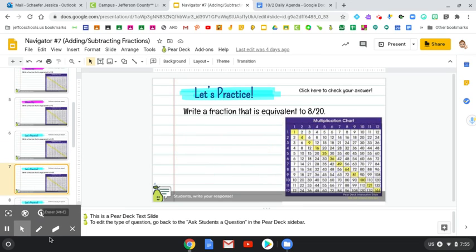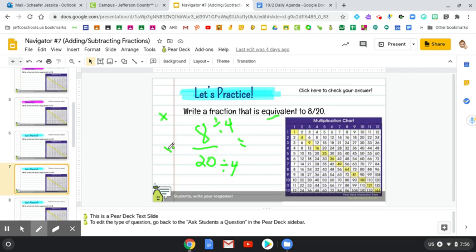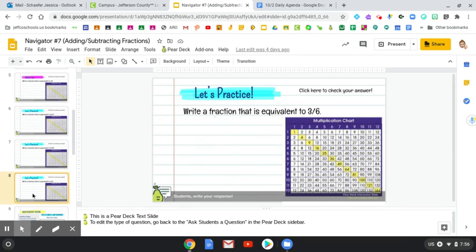All right, the next one is 8/20. 8 and 20 are both divisible by 4, so you could divide by 4 on top and bottom to get your new fraction that's equivalent to it. Or remember, you could also multiply on top and bottom so long as the thing you're multiplying by is the same number. There are an infinite number of possibilities for these equivalent fraction problems.